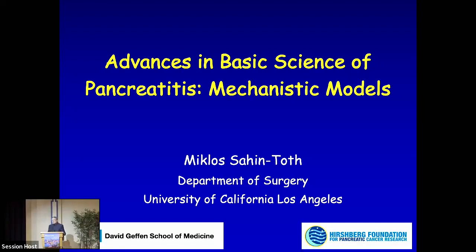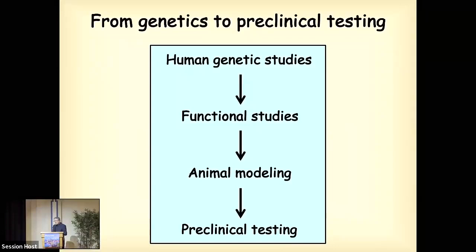Let's kick off with a little bit of basic science, looking at the role of genetics in providing mechanistic understanding of pancreatitis. So I made this talk a little bit educational, sort of some historical overview, and showing you some examples of our work, how we used human genetics to model diseases in animals and try to get some mechanistic insight.